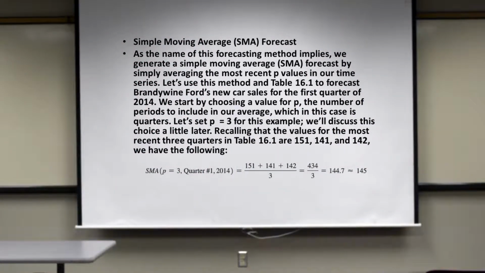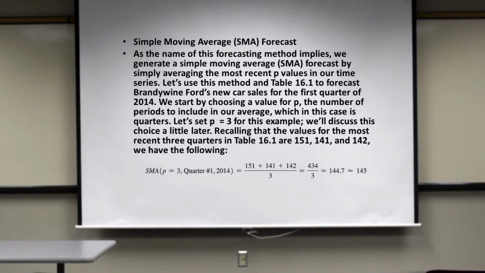Simple moving average, or SMA, forecast. As the name of this forecasting method implies, we generate a simple moving average, or SMA, forecast by simply averaging the most recent p values in our time series. Let's use this method and Table 16.1 to forecast Brandywine Ford new car sales for the first quarter in 2014. We start by choosing a value for p, the number of periods to include in our average, which in this case is quarters. Let's set p equal to 3 for this example. We'll discuss this choice a little later.